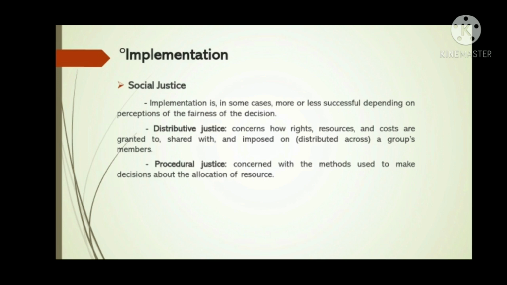Procedural justice, in contrast, is concerned with the methods used to make decisions about the allocation of resources. Procedural justice asks, did we make the decision in a fair way? And it is defined in another way as the perceived fairness and legitimacy of the methods used to make decisions, resolve disputes, and allocate resources.